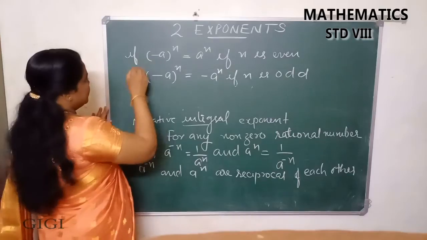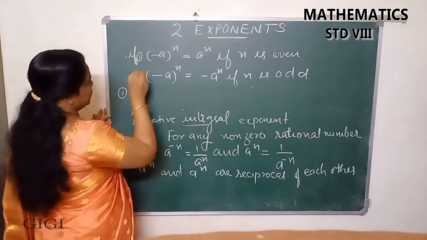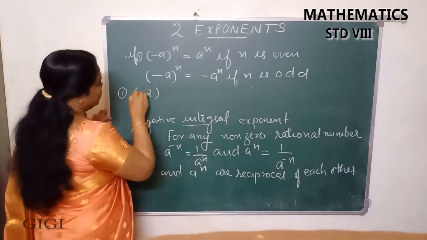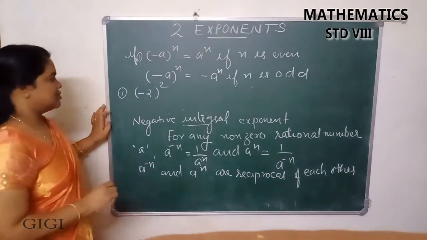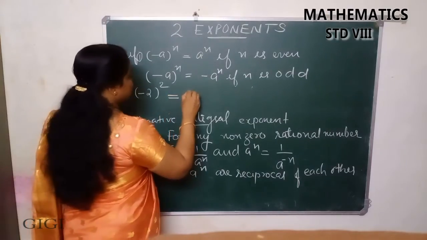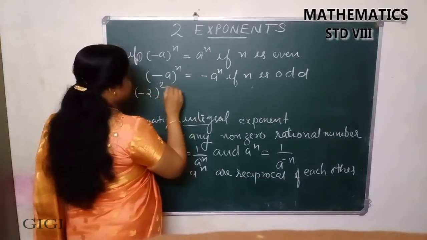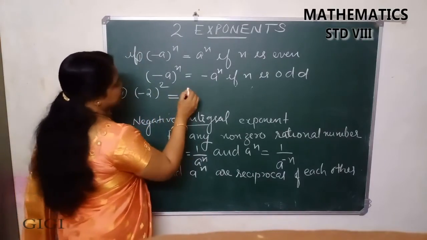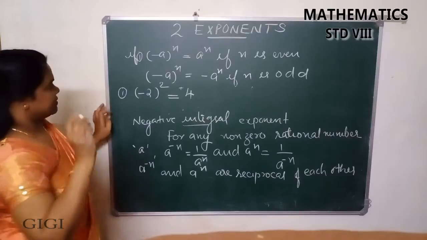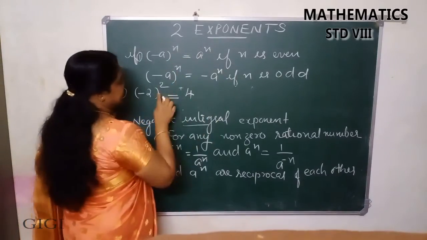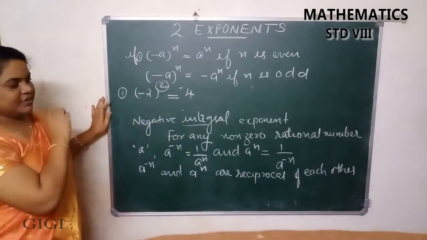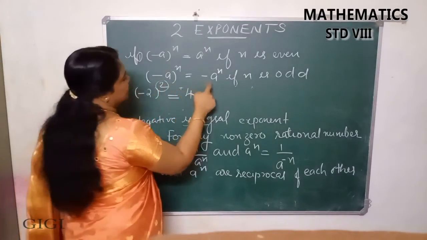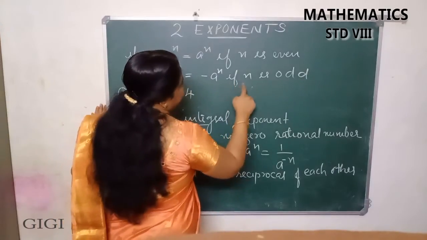For example, for the first one, minus 2 the whole raised to 2 is equal to 2 raised to 2, that is 4. 2 square is equal to 4. This is positive, a raised to n, if n is an even number. For the second one, minus a the whole raised to n is equal to minus a raised to n, if n is odd.